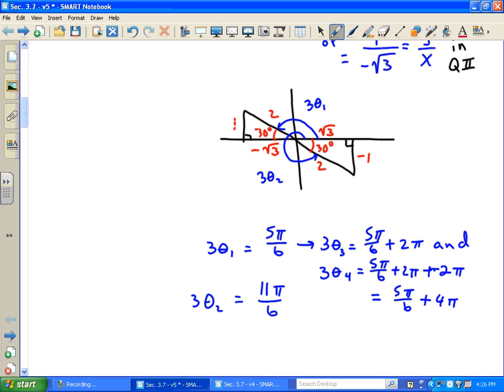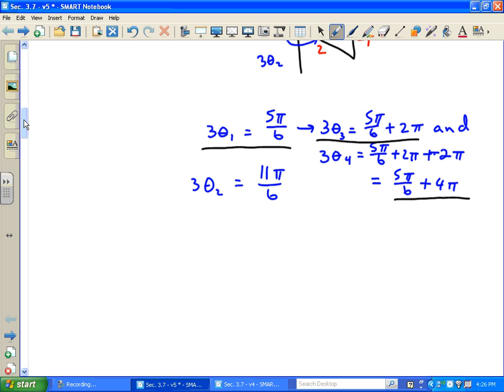Okay, so here's what I think of, and I'm not done with this, but I think of this as that's one rotation, this is 2 rotations, and this is 3 rotations. And I know that's proper because this is 3 theta instead of theta by itself. Okay, the same thing for this other angle.